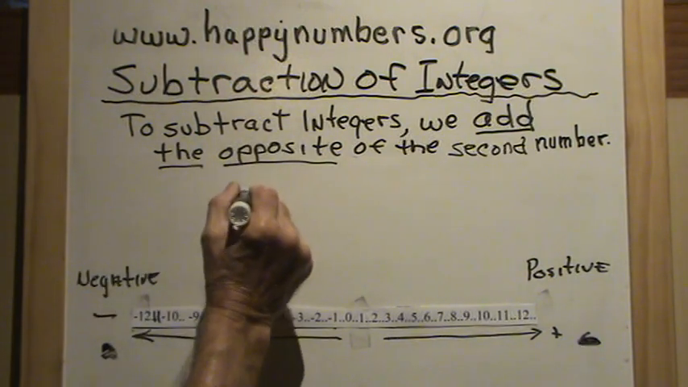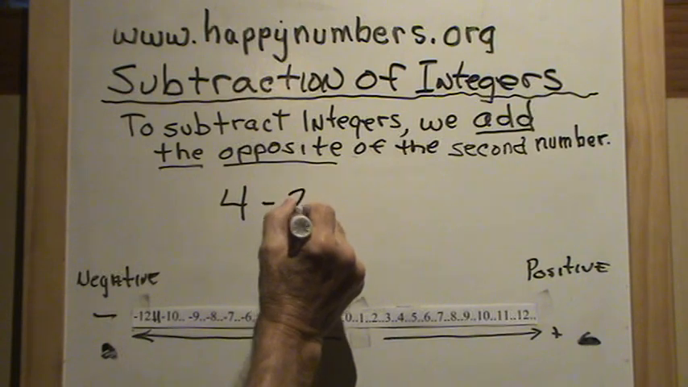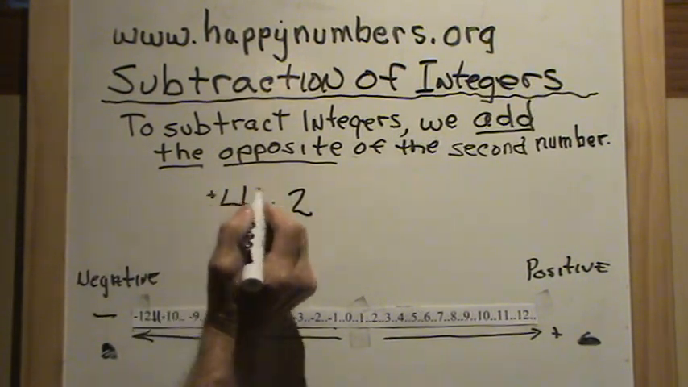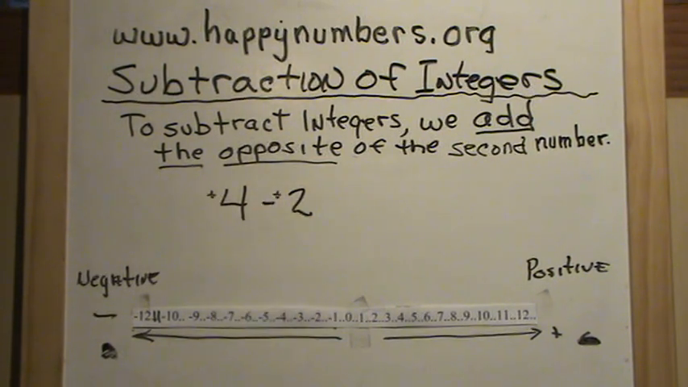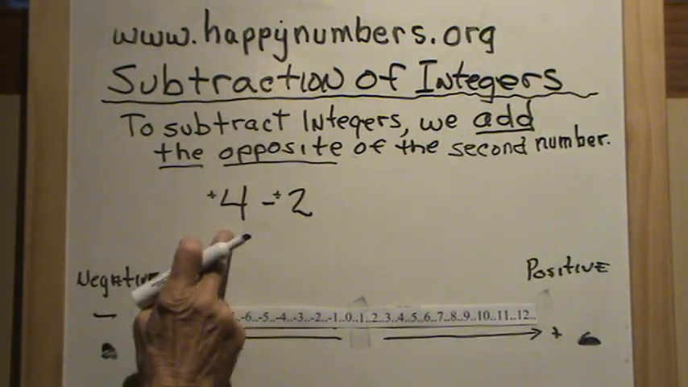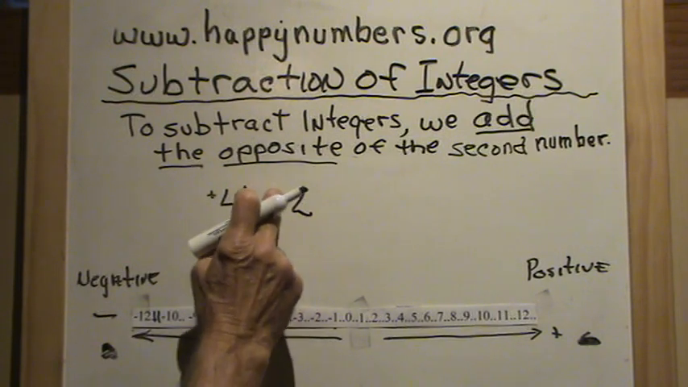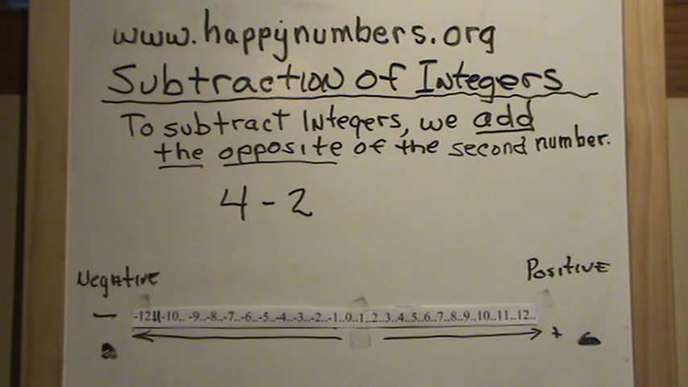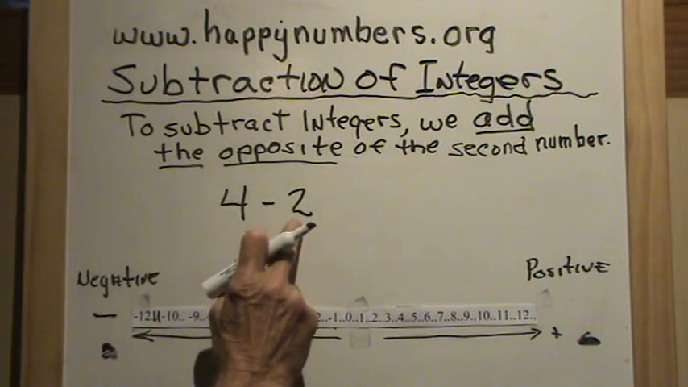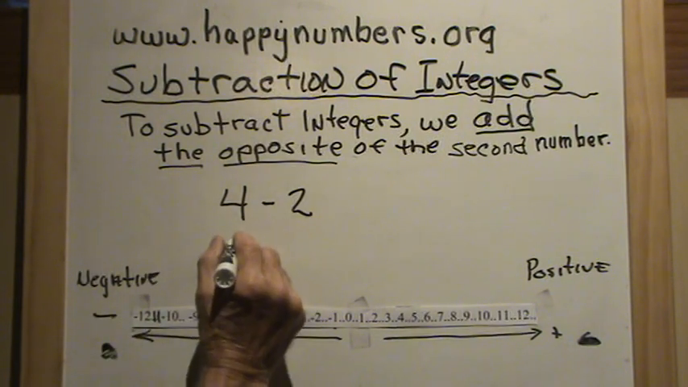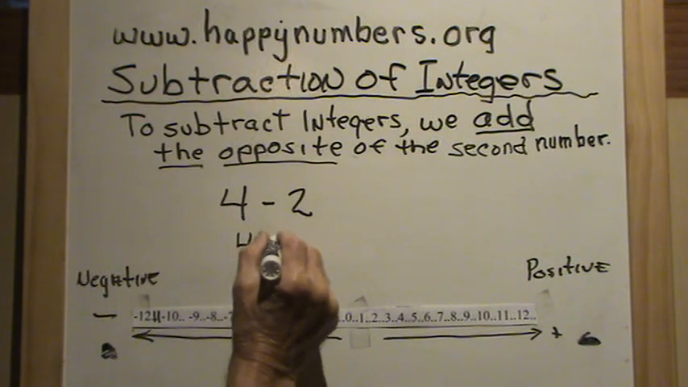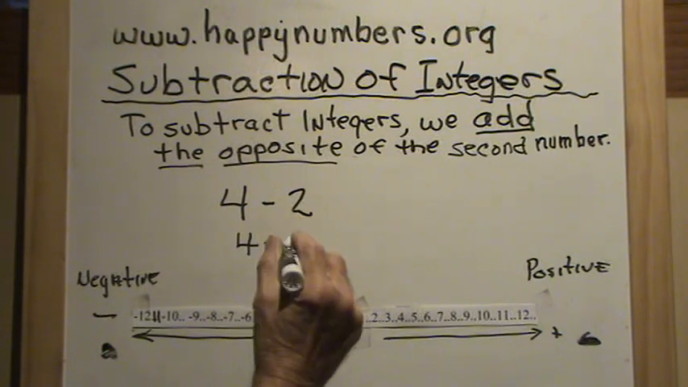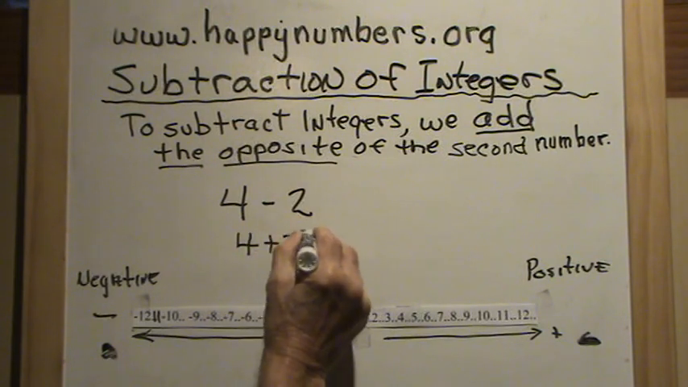We have 4 minus 2. Now this is a positive 4. We don't write it, but I'm just going to put it here for illustration. When the number's positive, we don't write it. But so positive 4 minus 2. Well, according to our rule, we add the opposite of the second number. Well, this is a positive 2, so we'll rewrite the problem. 4 plus, because we're adding the opposite, and this is positive 2, so it'll be 4 plus negative 2.